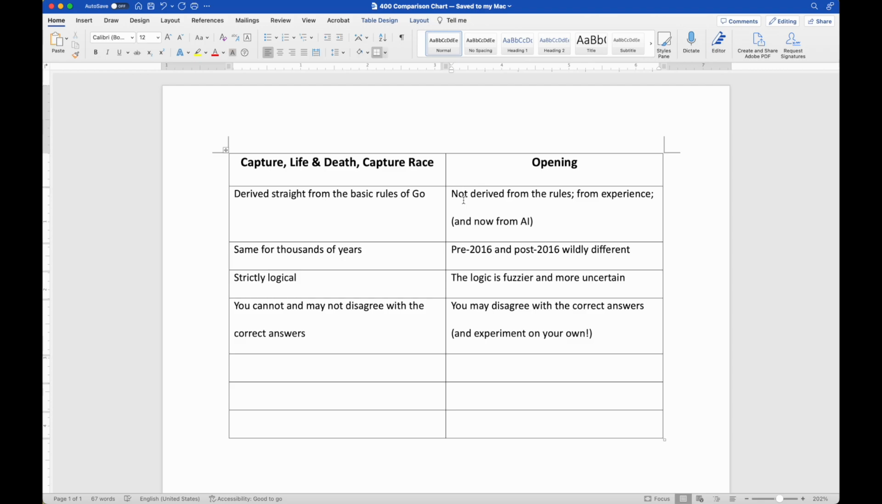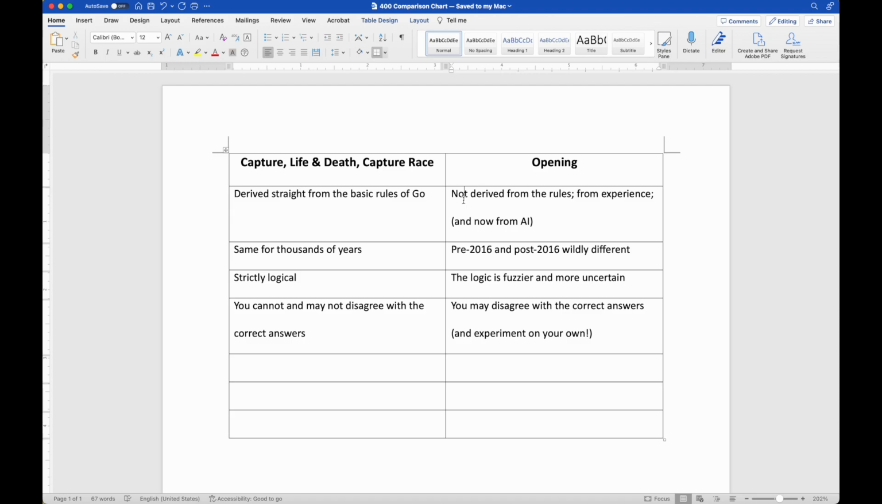However, when we're talking about opening, it is not derived from the rules. It is largely derived from human experience. There are various styles of opening, different moves for opening, and different josekis. Josekis are a fixed sequence acceptable for both sides. Our next chapter will be dedicated to many josekis.